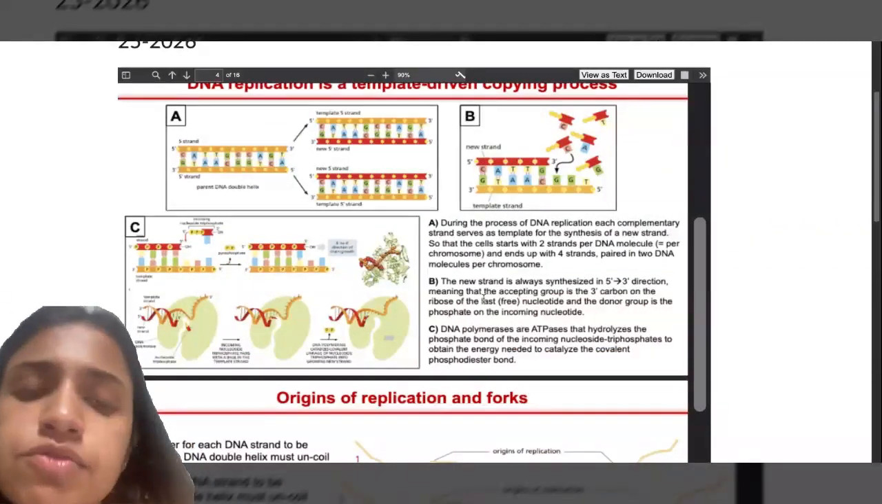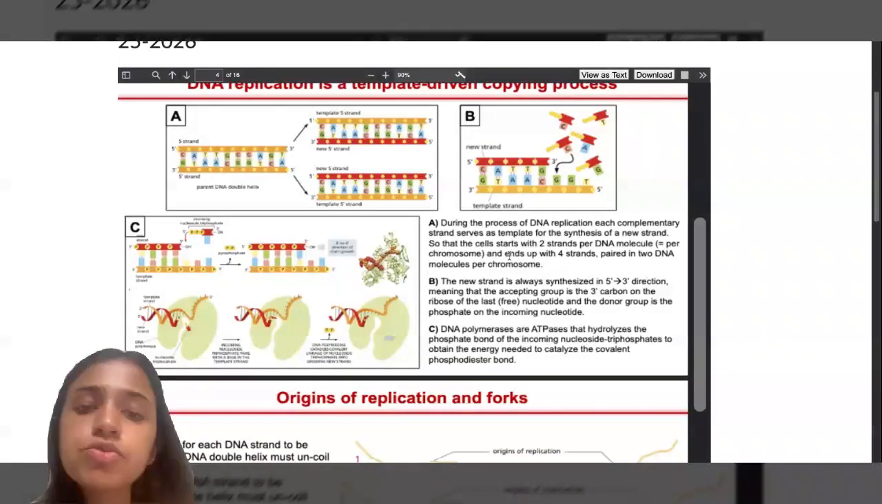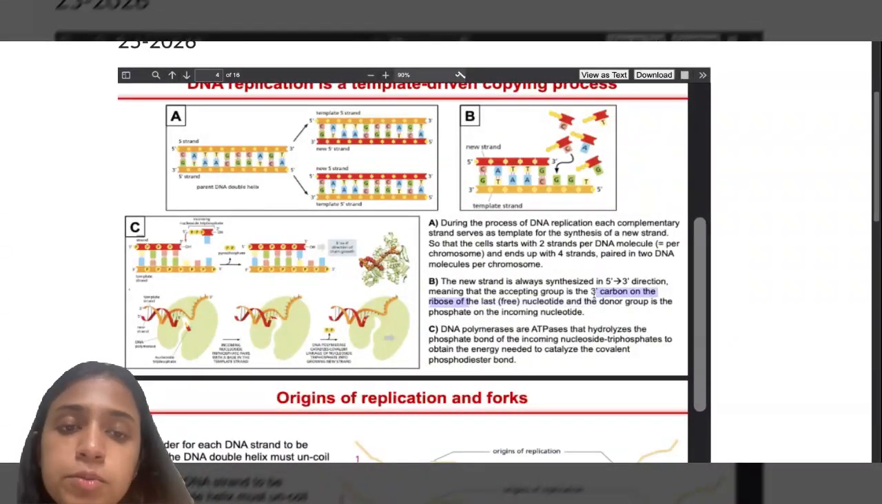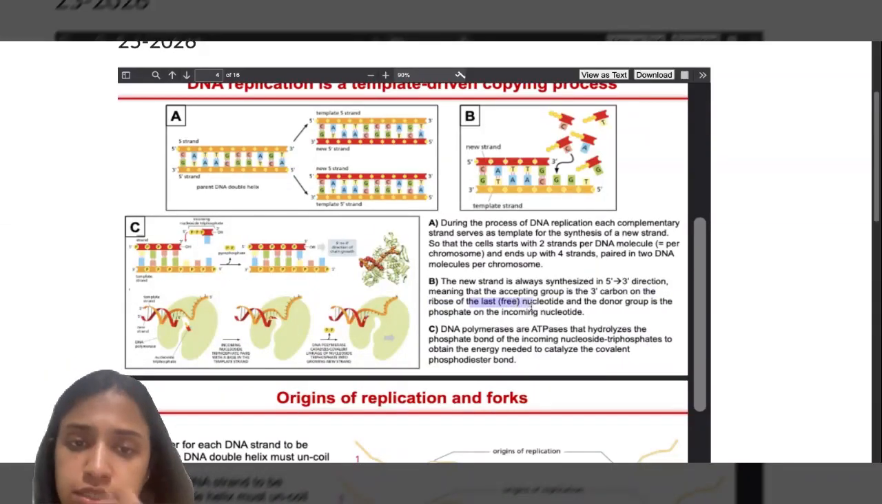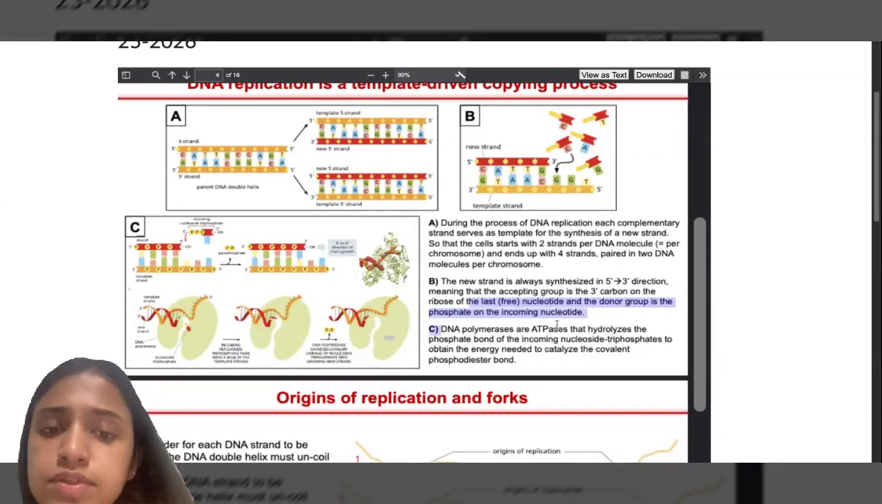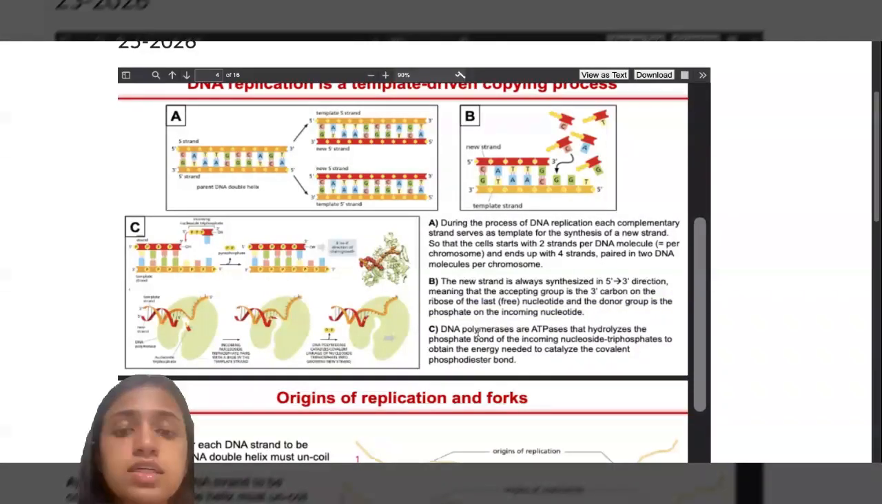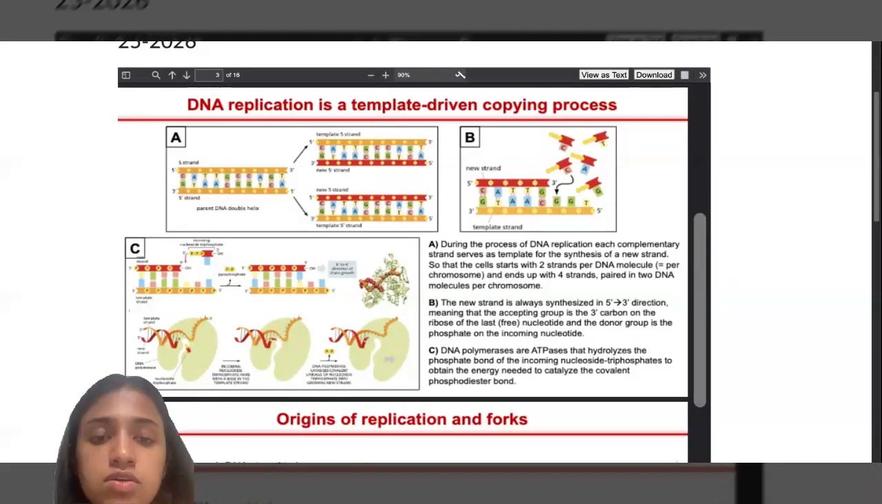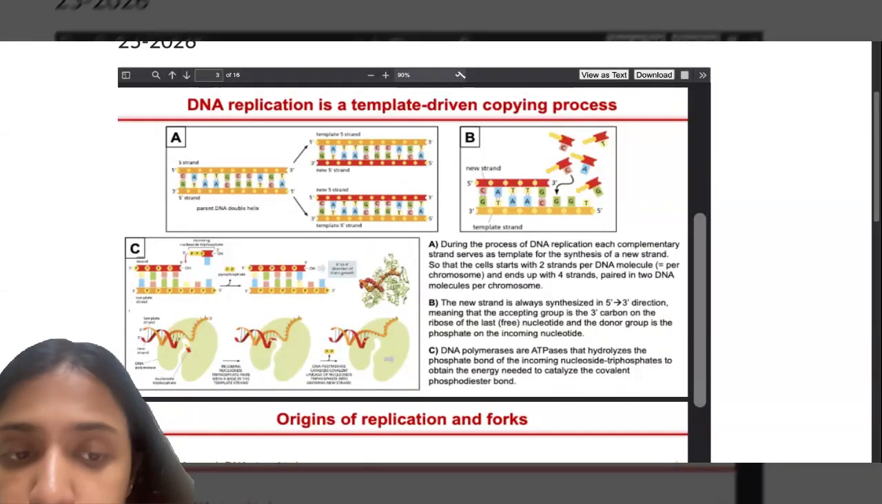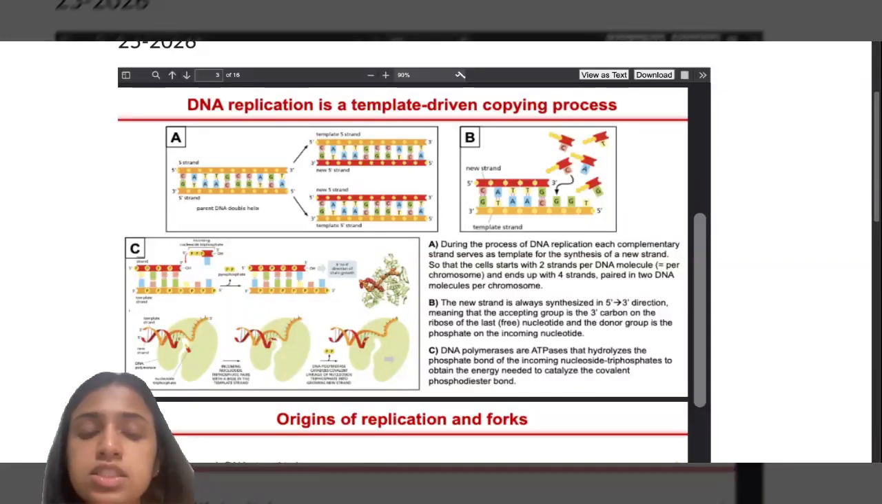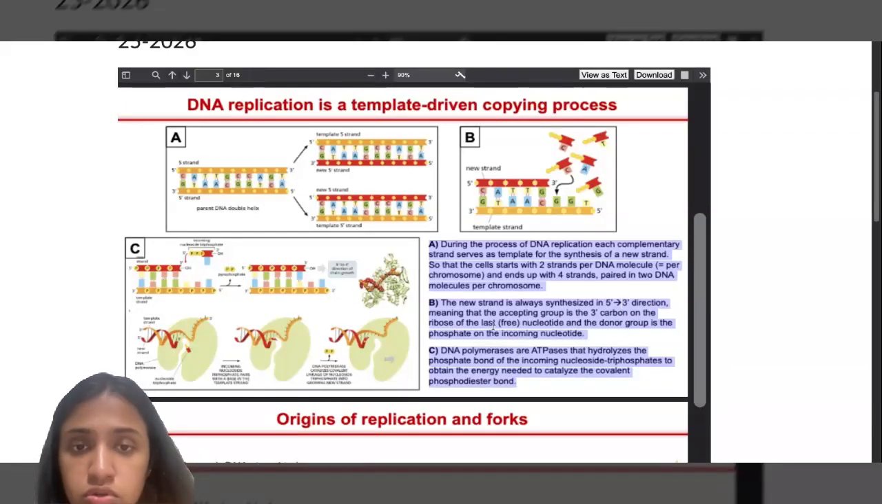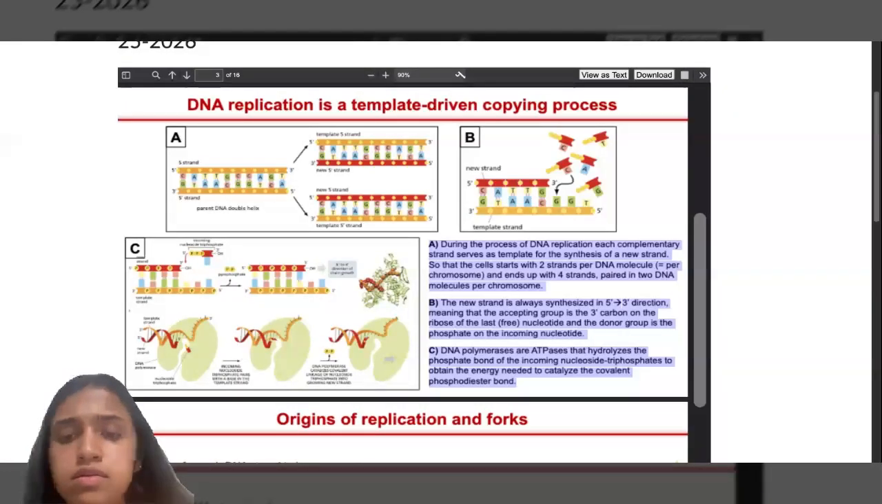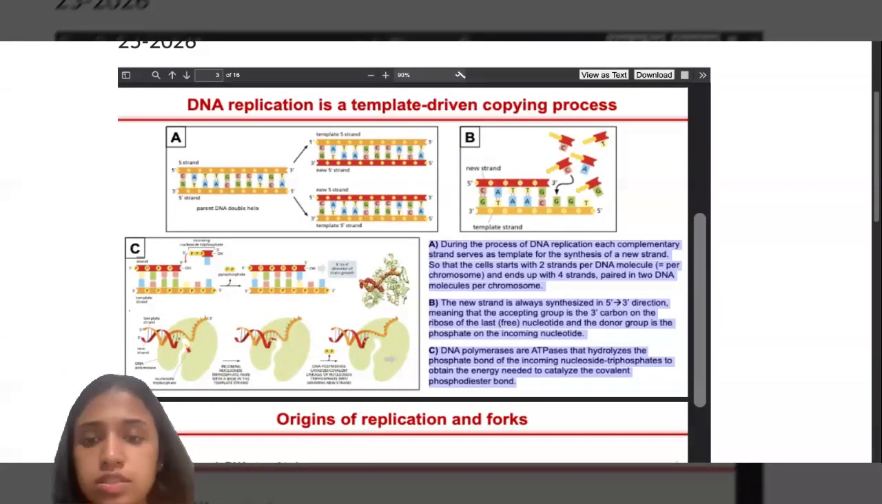And then the new strand for the same process is always synthesized 5' to 3', meaning that the accepting group is 3' on the ribose of the last free nucleotide, and the donor group is the phosphate on the incoming nucleotide. The DNA polymerases are ATPases and hydrolyze the phosphate bond of the incoming nucleoside triphosphates to obtain the energy needed to catalyze the covalent phosphodiester bond. Now, I'm going to be honest, I need to have this analyzed, basically. Summarize easier.